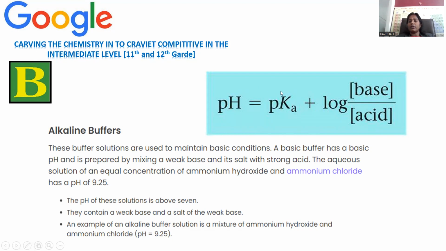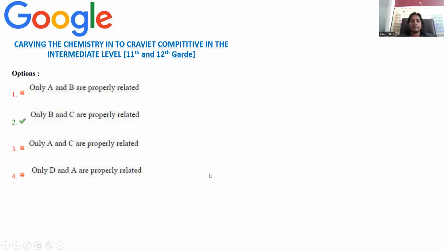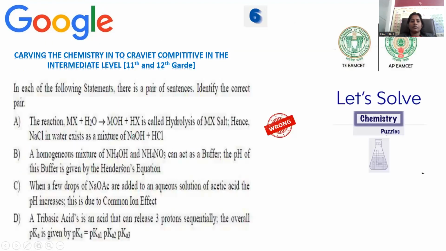What is Henderson equation? pH is equal to pKa plus log of base concentration by acid concentration. Okay, so this is the way we can go for the Henderson equation. So that is perfectly correct. What they are saying is exactly correct. B's. Move on to C. When few drops of ammonium acetate added to the aqueous solution of acetic acid, the pH increases.